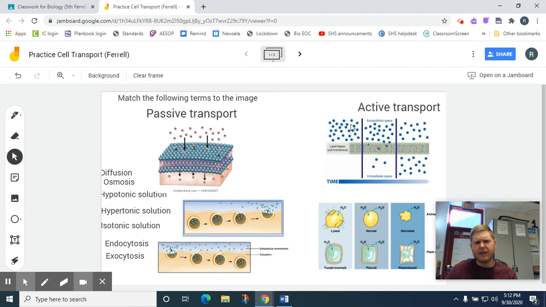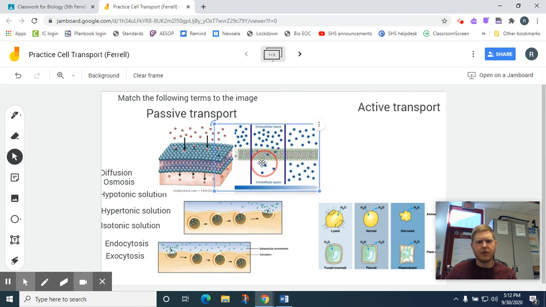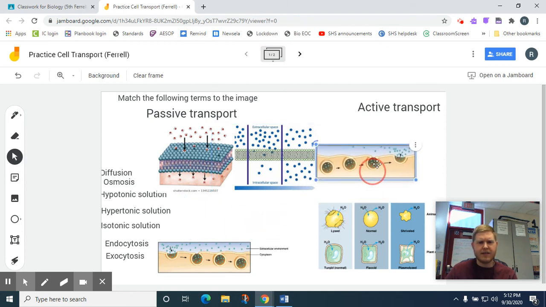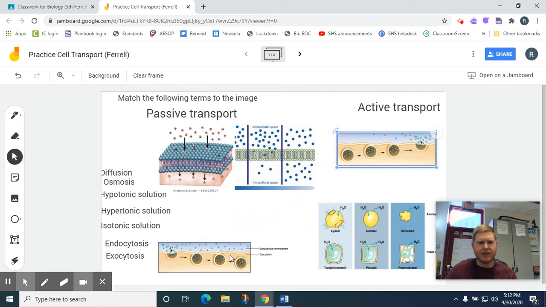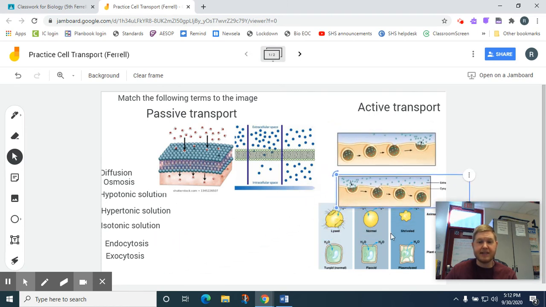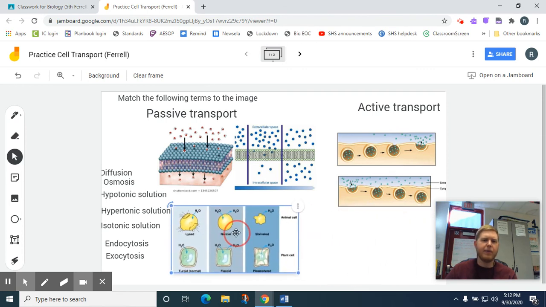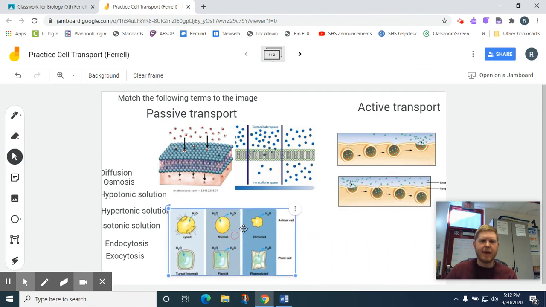Okay, let's look. Things are moving this direction. Well, they started in a high concentration and went to a low concentration. So this is also going to be passive. This here is going to be an active transport, and I know that because I know what the example is. All right. Water, movement of water. We said that is going to be passive. Now, let's try to match up our words here.